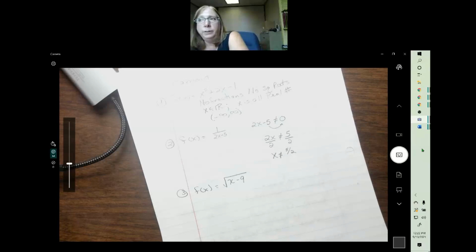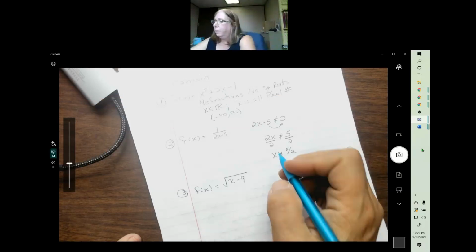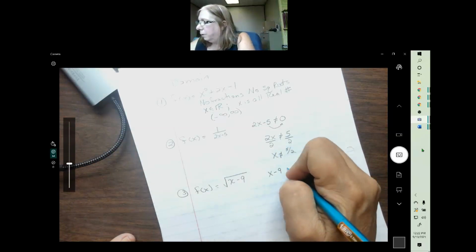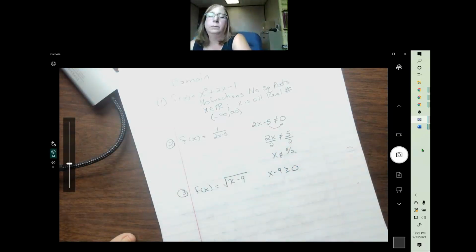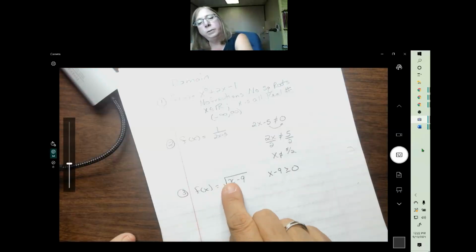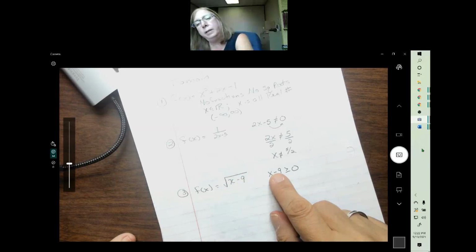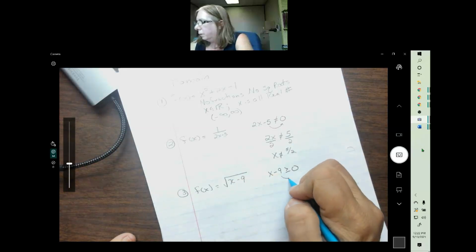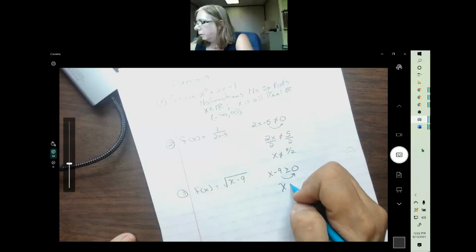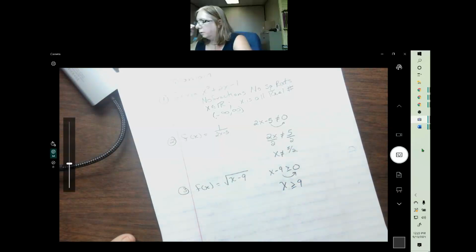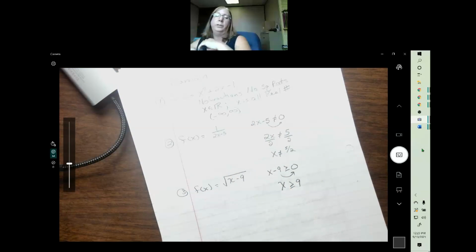When we have a square root, we can't take the square root of a negative value. So x can be 0 or anything positive. That means that what's under the radical must be greater than or equal to 0. So if you have a square root, you take what's inside, make it greater than or equal to 0, and then solve for x. So x is greater than or equal to 9 would be your domain. Any value greater than or equal to 9. Any questions on that?